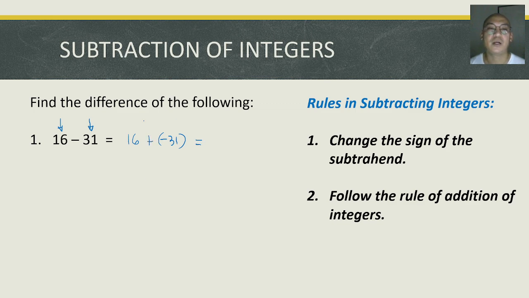So therefore, we have different signs. We will subtract as the rule of addition. So by subtracting, we'll get 15. And the rule is to get the sign of the larger number, which is negative 31. So the answer is negative 15.